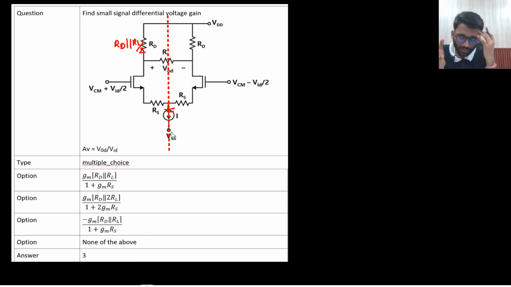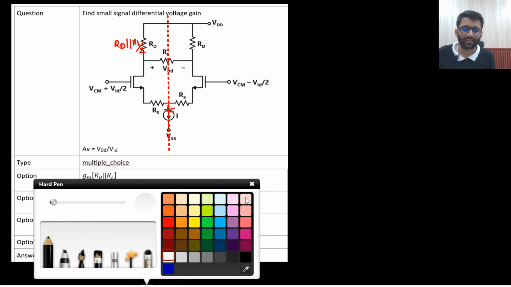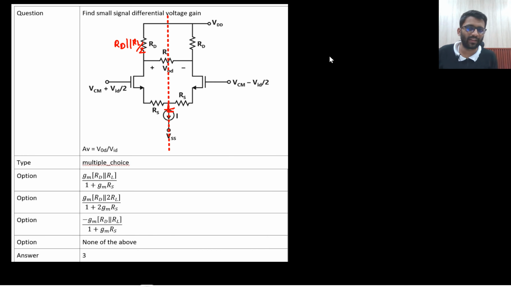Okay, but for those who know the concept of half circuit, simply it will be replaced with ground. This will also be replaced with ground. So RD parallel to RL by 2, and this is RS. So what will be the differential gain? Only one stage gain I can write. This is becoming a common source amplifier with degeneration. So what is that gain? GM RD parallel RL by 2.